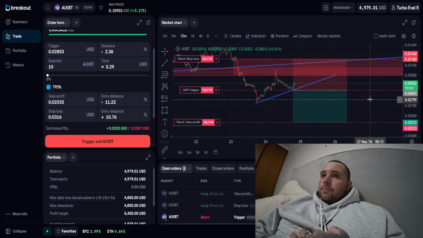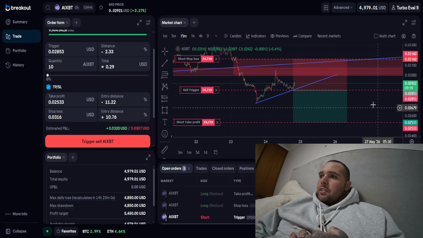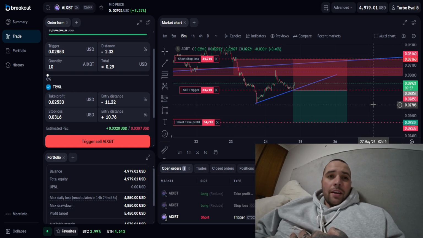But for now, AIXBT, we're going short. Our trigger price is at 0.02853. And we're going for a 1 to 1 with $100 risk, $100 reward.